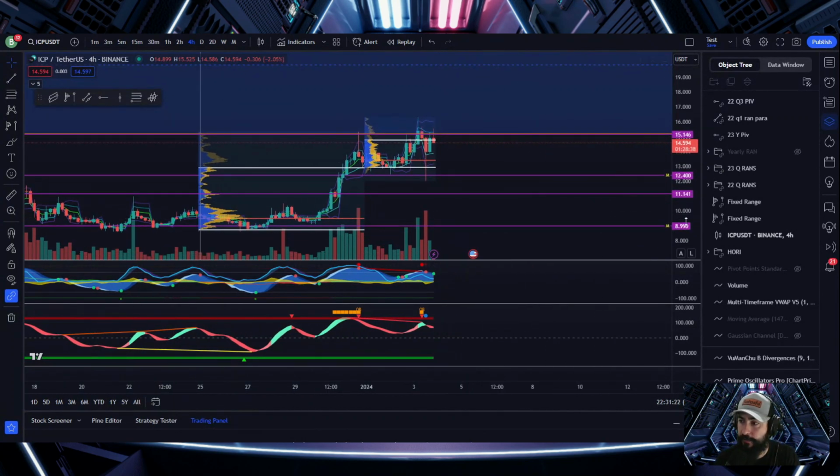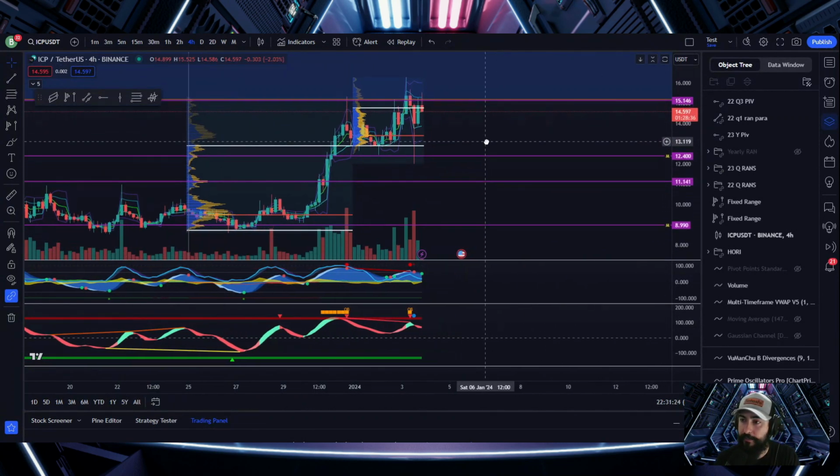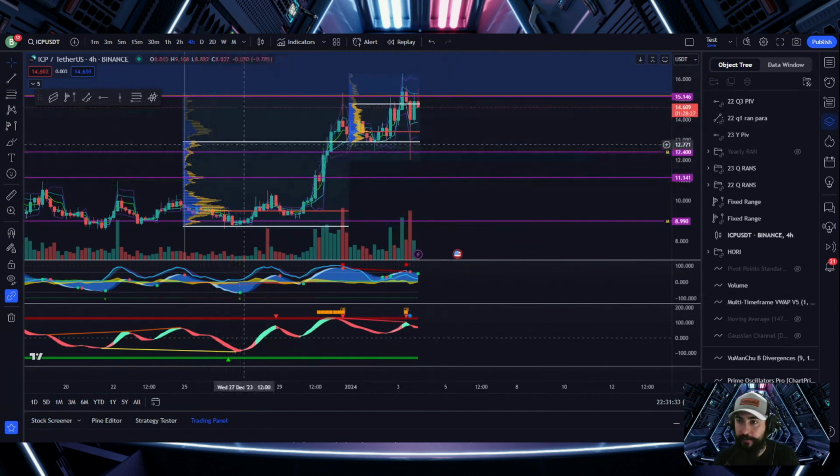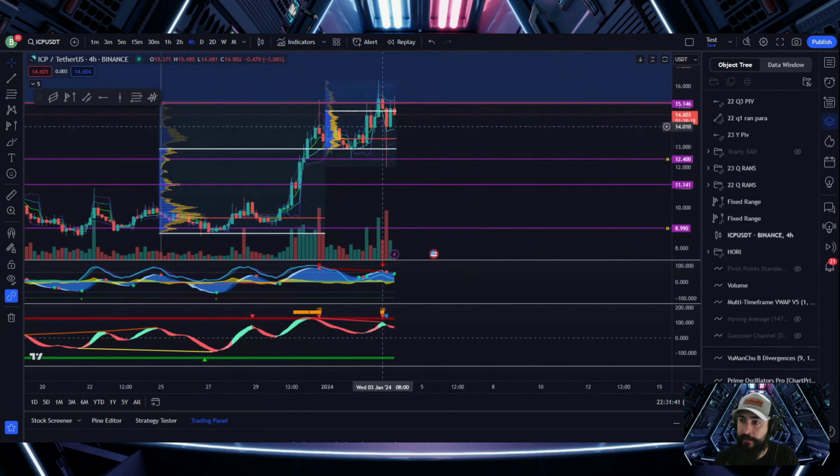So these are the levels for ICP that I'm looking at right now. I told you guys about this last week, about if we broke above 12, to expect this $15 to be massive resistance, and that's what's been happening right now. So this last week range, we broke above it. We broke above 12. We've come back today, retested 12, and it has been holding as support. Massive wick down here, right back up.